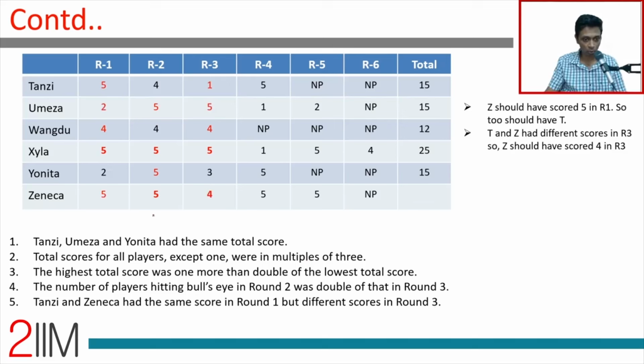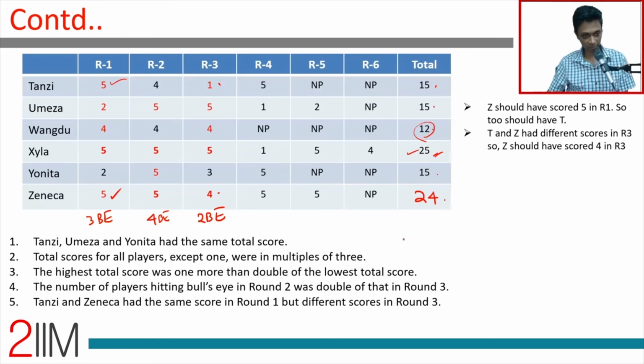Fine. 4 bullseyes in round 2. 2 bullseyes in round 3. 3 in round 1. Xyla with the maximum at 25. Zeneca with a multiple of 3, 24. These two not equal to each other. These two equal to each other. All but Xyla being multiples of 3. 12 into 2 plus 1 being 25. All the conditions appear to be satisfied. And we should just jump onto the questions and just get them right.